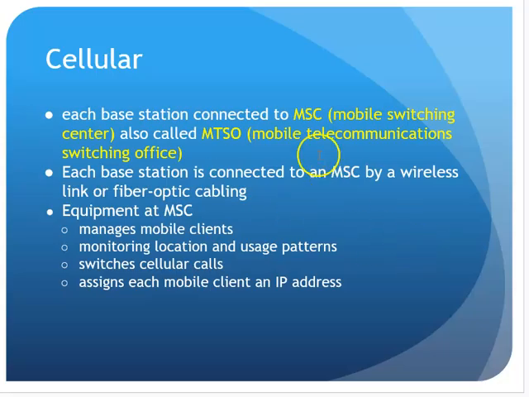And then, again, each base station is connected to your mobile switching office, also called MTSO. Each base station is connected by either wireless or fiber optic cable. A lot of times we're fiber optic, but if it's very remote, it might be a wireless signal. That mobile switching center is going to do all of these: manage the mobile clients, monitor location, cellular use, assign each client an IP address, etc.